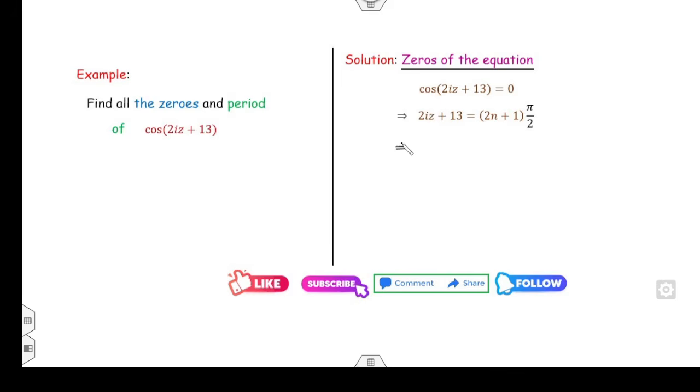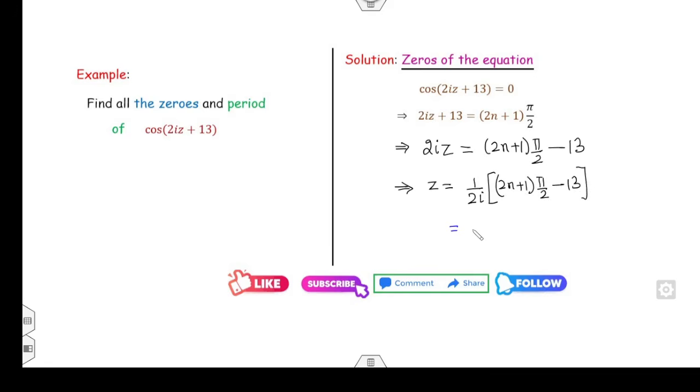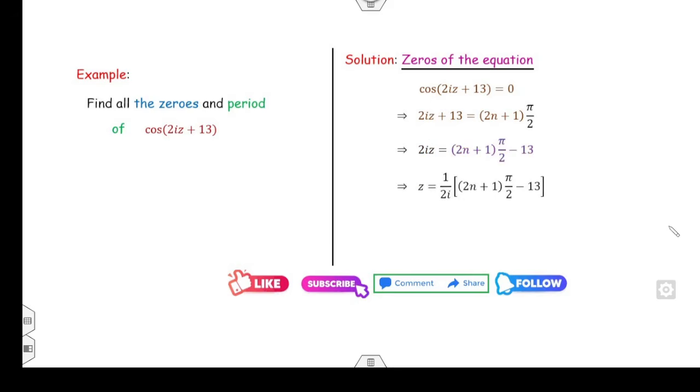So can you find the value of z from this expression? 2 iota z becomes 2n plus 1 pi over 2 minus 13. I can divide by 2 iota on both sides, so 1 over 2 iota into 2n plus 1 pi over 2 minus 13. I can rationalize this because iota can never be in the denominator. So it's minus iota over 2 into 2n plus 1 pi over 2 minus 13. And that's the zeros of the given function, where n is an integer.